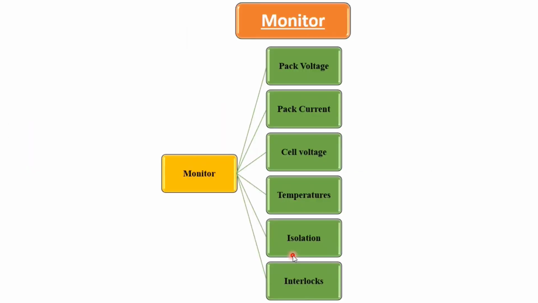In the monitoring, what are the things to be monitored? The battery pack voltage we have to monitor, the battery pack current we also have to monitor, and cell voltage, cell temperature, and we have to check for isolation and the interlocks.